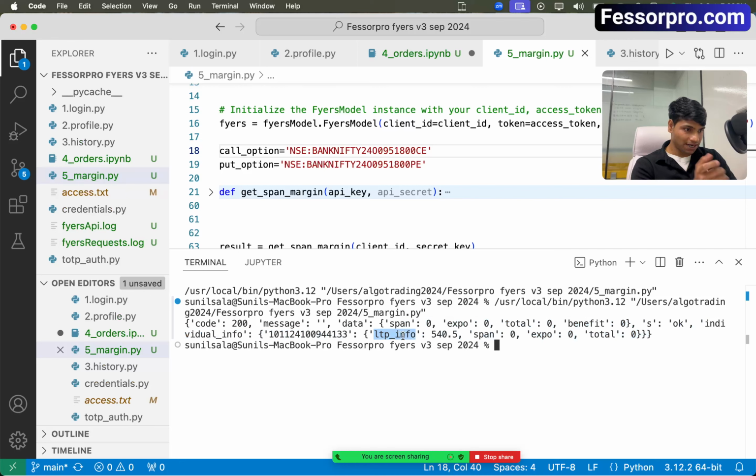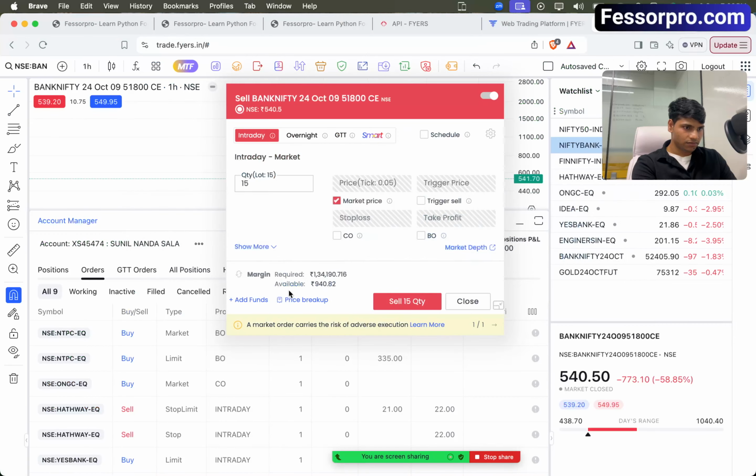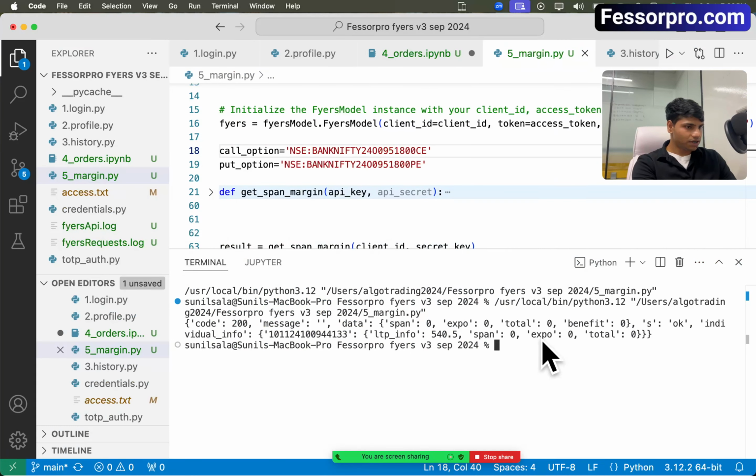It is giving me LTP info. It is saying 540. Is it 540? Yeah, it is 540. So it's not giving me much information because maybe the market is closed. That's why. But yeah, you do get the data.